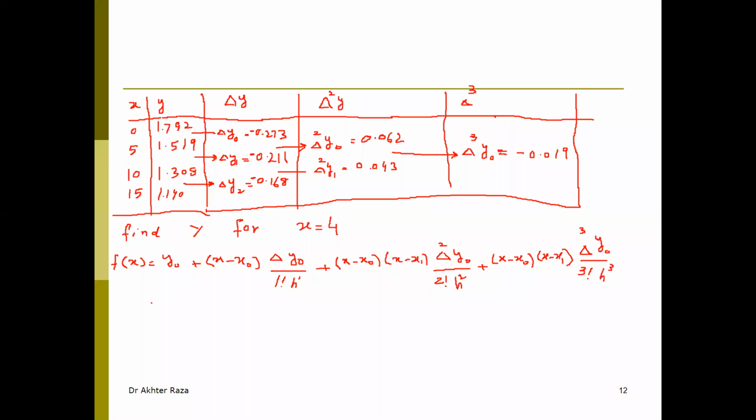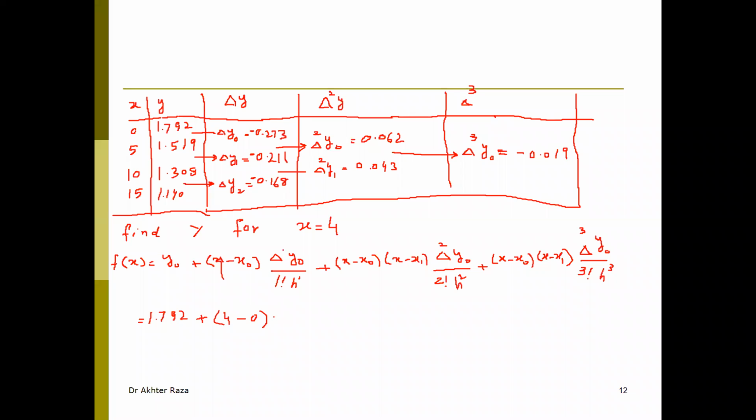Now we have to plug in these values. The value of y naught is this, the first entry, 1.792, plus the value of x. The value of x is 4. And the value of x naught is 0. This is the value of x naught. It is 0.